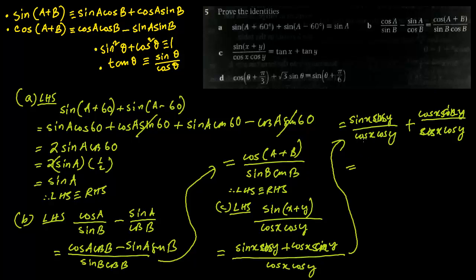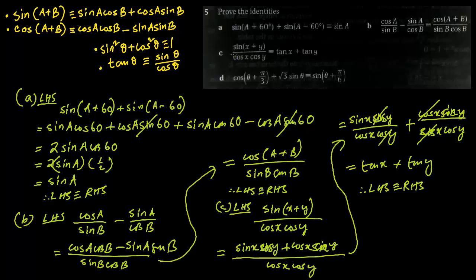So sine x by cos x by the identity of tan theta, we can write it as tan x. And cos y cancels, plus sine y by cos y, we can write tan y, and cos x cancels. So we have tan x plus tan y. So therefore, left hand side identical to right hand side.